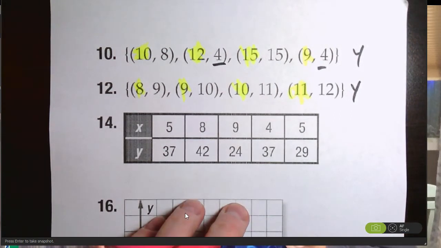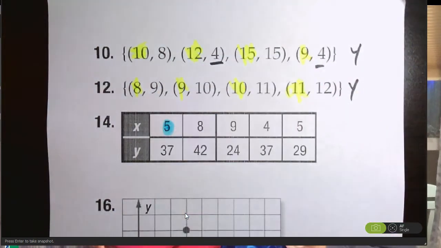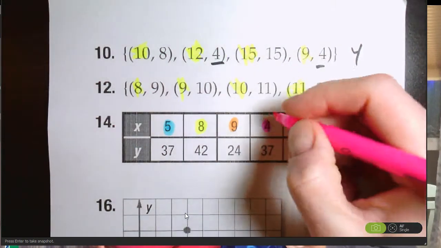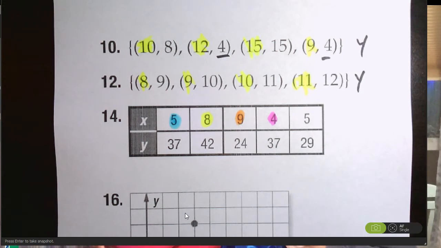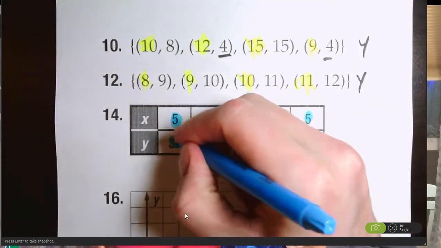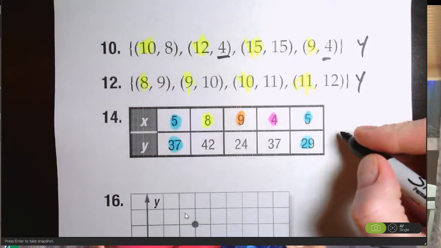14 is the first one that isn't a function because 5 goes to 37, 8 goes to 42, 9 goes to 24, 4 goes to 37, and then here's 5 again going to 29. So 5 goes to 29 and 37. That means 5 has two outputs, not a function.